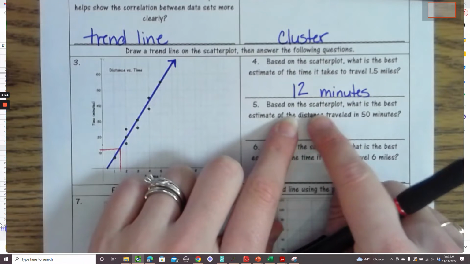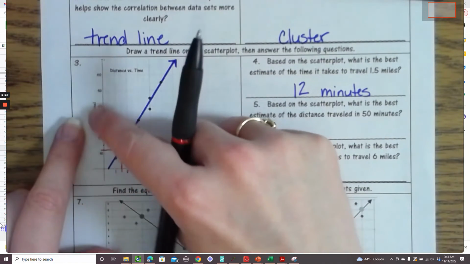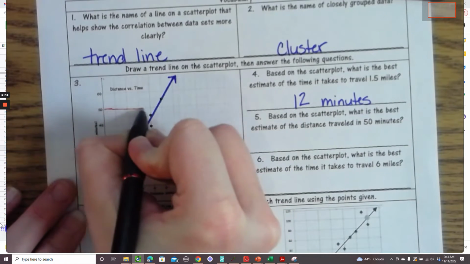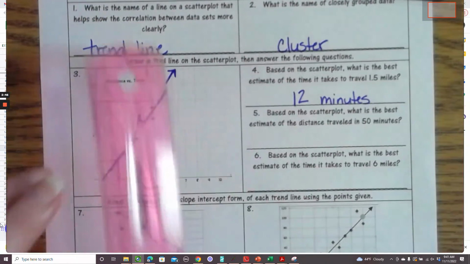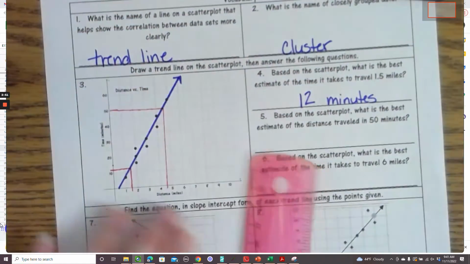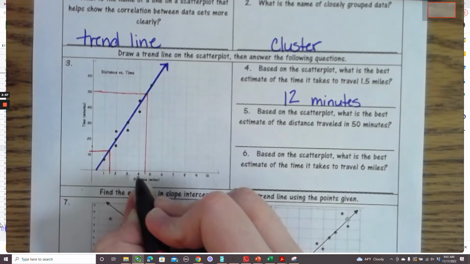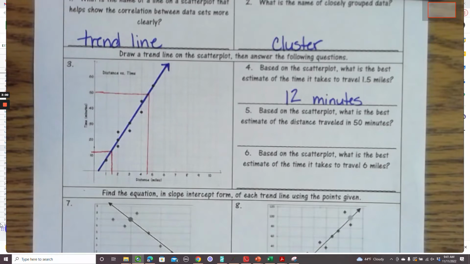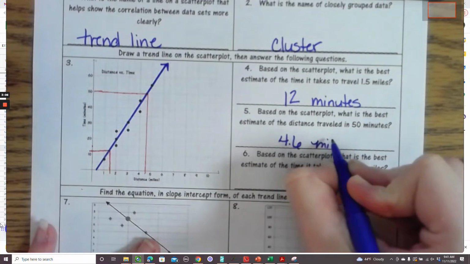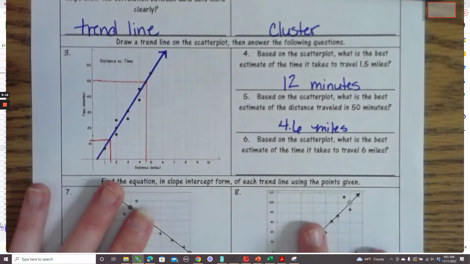Number five says, based on the scatter plot, what's the best estimate of the distance traveled in 50 minutes? Minutes is over here, so I'm going to go to the 50 on the minute side, follow that line until I hit the trend line, and then follow that line straight down to see where I land. Here I landed almost exactly in between 4 and 5. So any number in between 4 and 5, I'm going to count as good. Mine hits about 4.6 miles. If yours hits closer to 4.5 or closer to 4.2, as long as it's between 4 and 5, we're good.